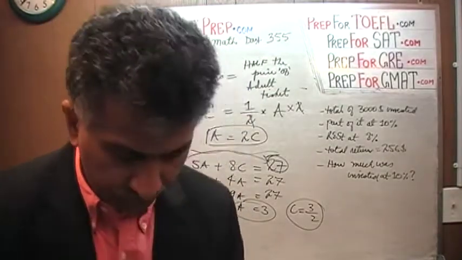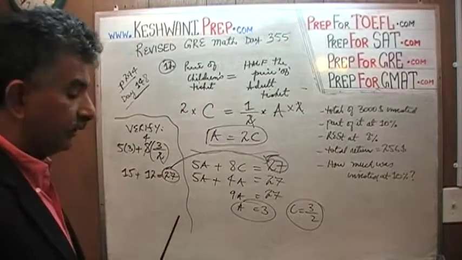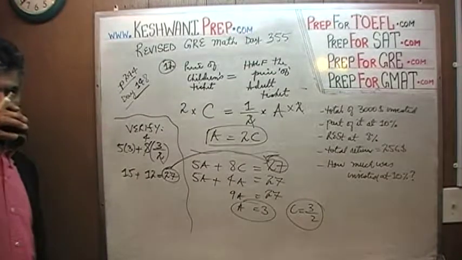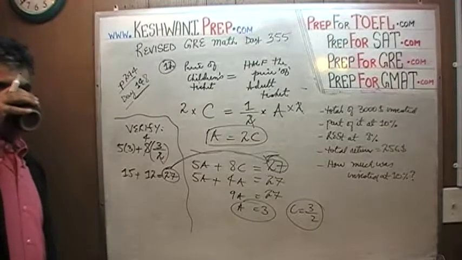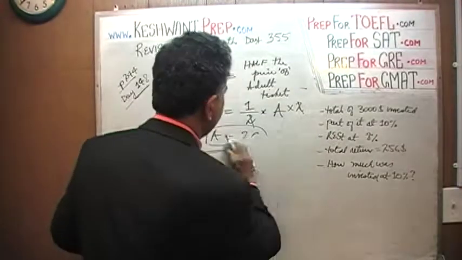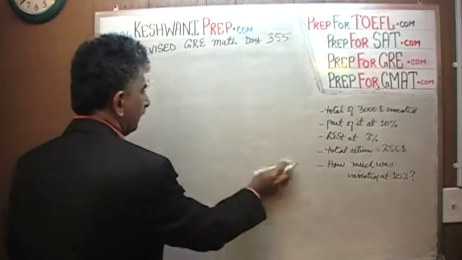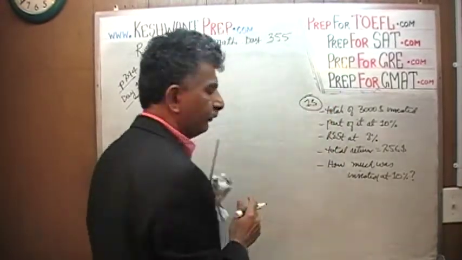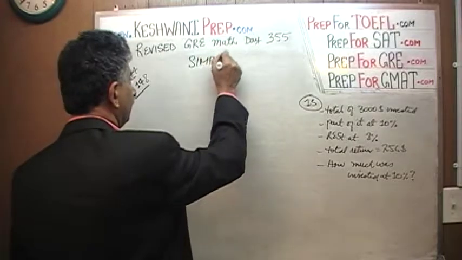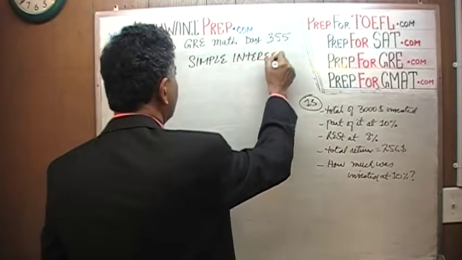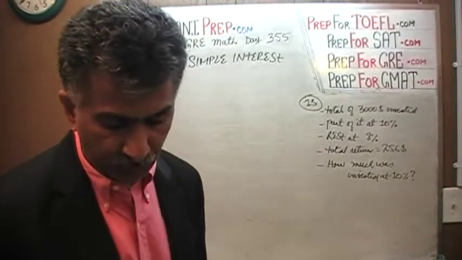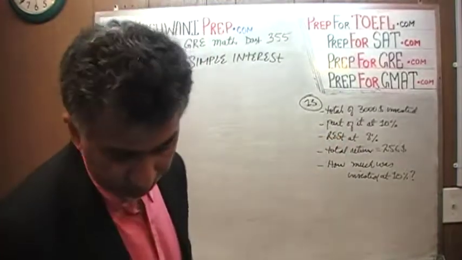Let's move on to the next one, problem number 13, shall we? Problem number 13 is already on the blackboard. In problem number 13, the entire problem is dealing with the concept of simple interest. If you read problem 13 to yourself carefully, it says that Pat invested a total of $3,000. A total of $3,000 was invested.